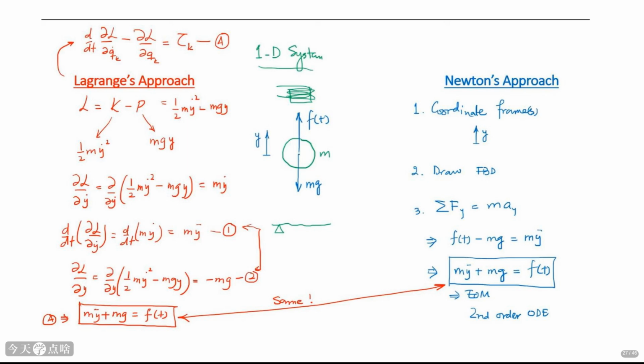On the right, Newton's method. We draw a free body diagram, identify forces like gravity mg and spring force kx, and apply Newton's second law, sum of F equals ma, which gives us the same equation. Both get the job done, but Lagrange is often more powerful for complex systems.